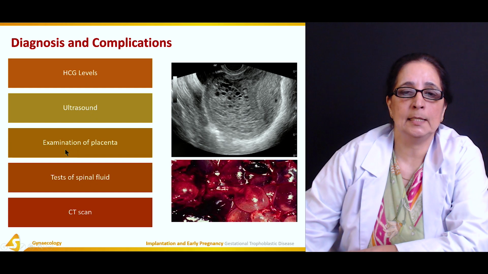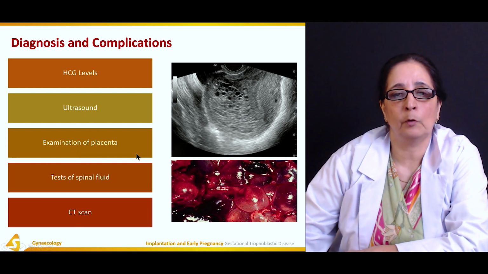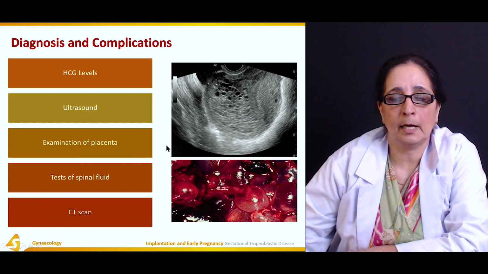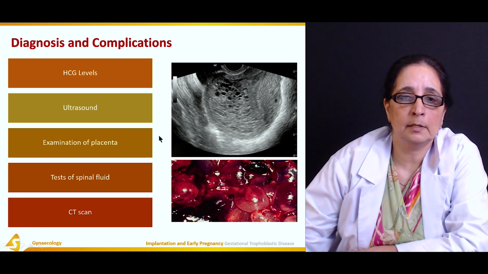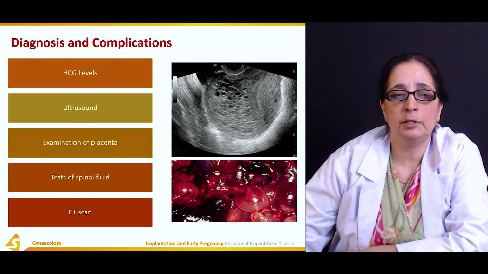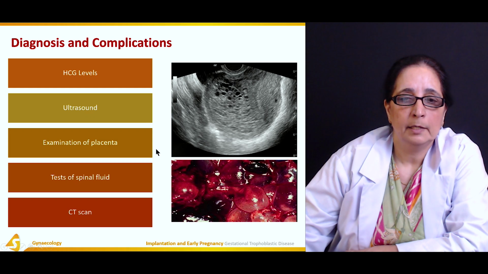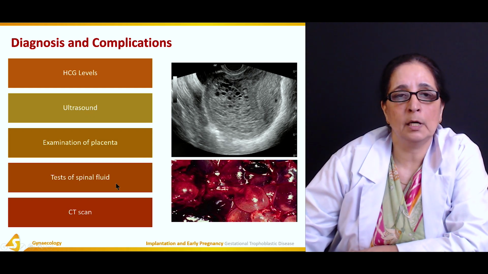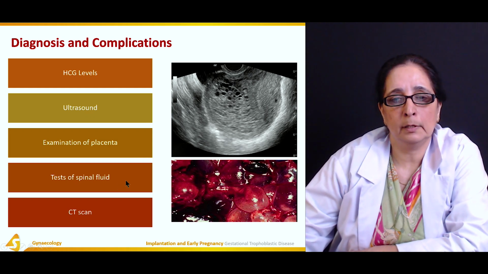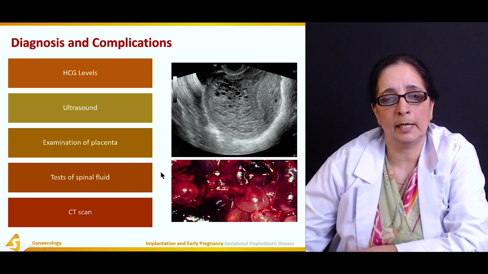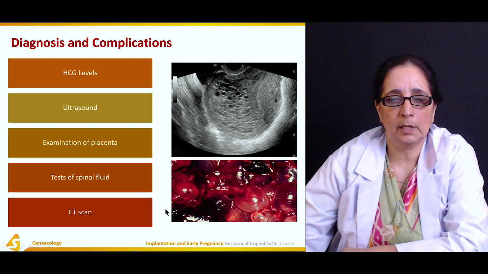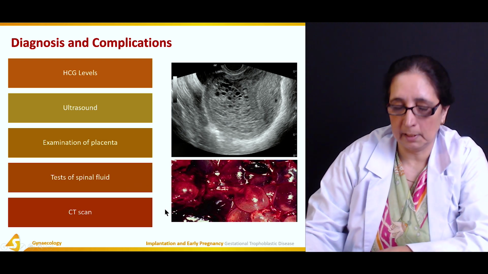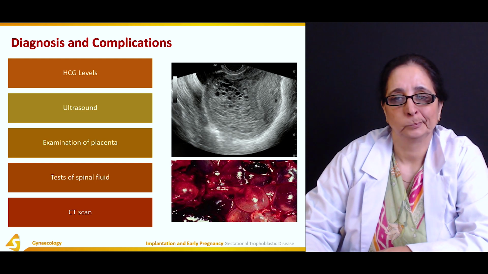Examination of the placenta after the delivery is important to find out if it was a malignant or benign condition. If malignancy is suspected, it should be further treated, and follow-up is important. Then a test of spinal fluid is done to find out if there is any spread of malignancy to the brain. A CT scan is also done to find out the spread to the lungs and the brain.